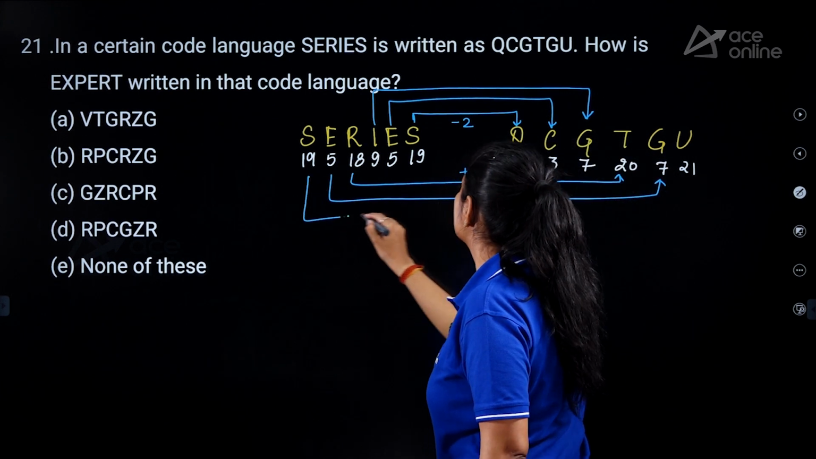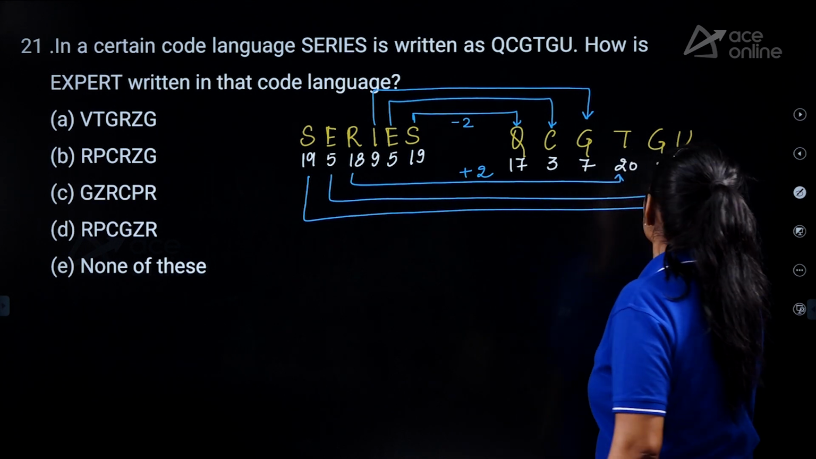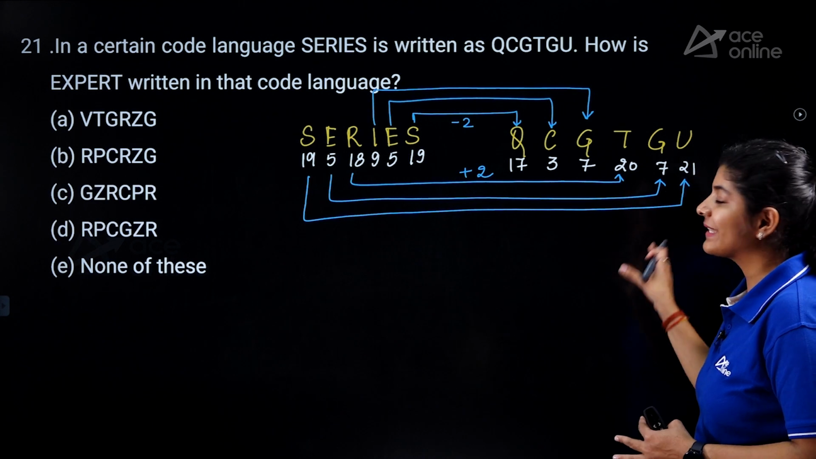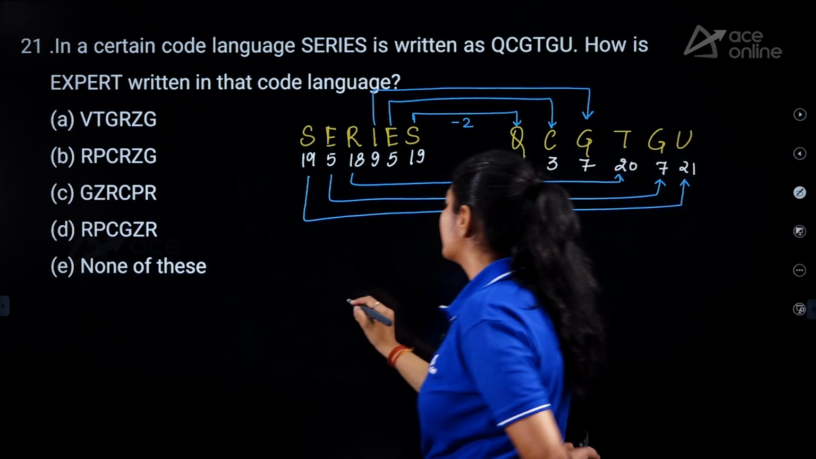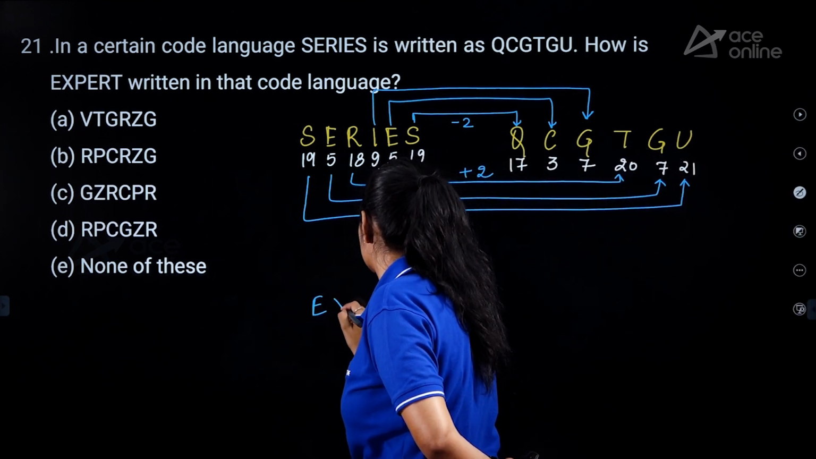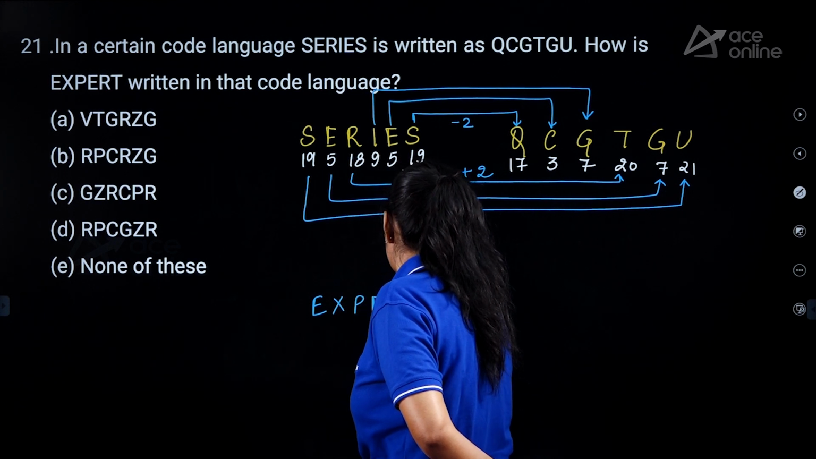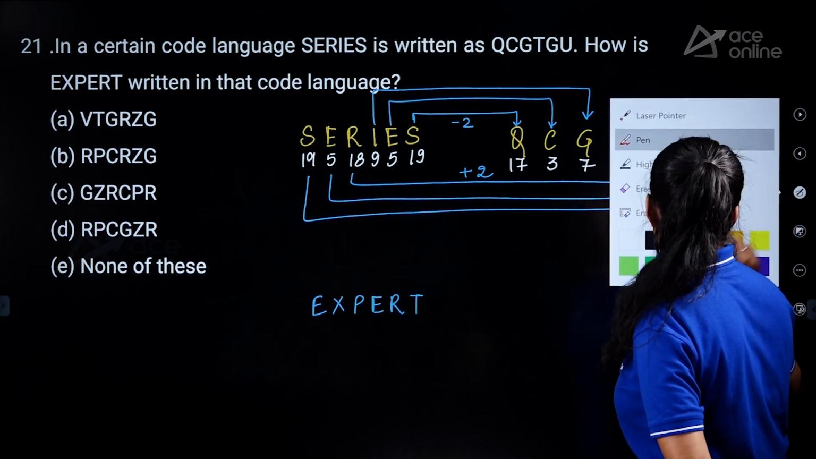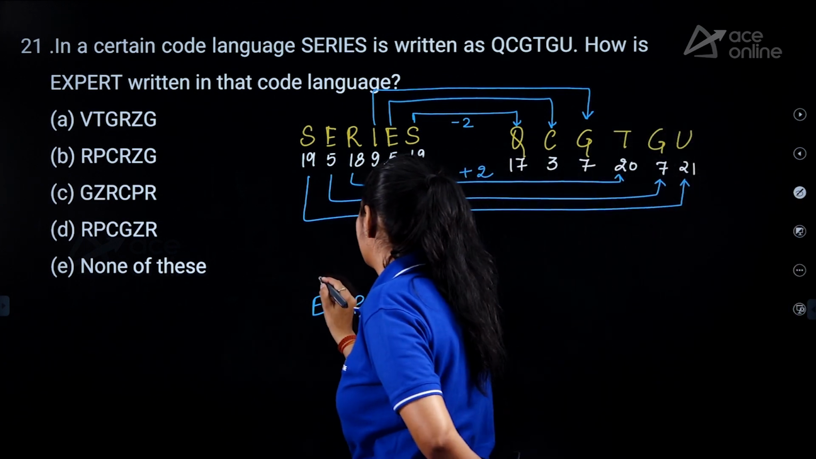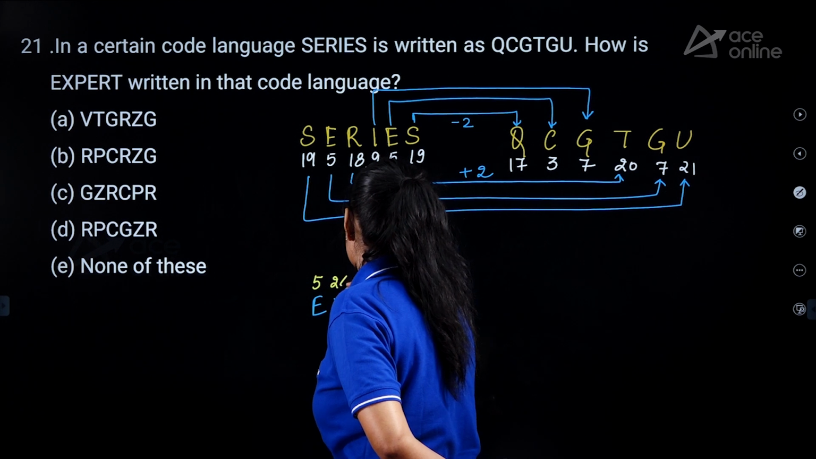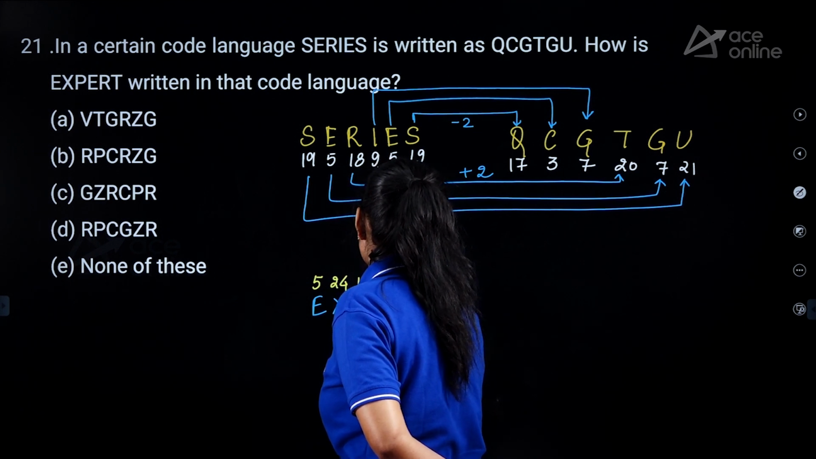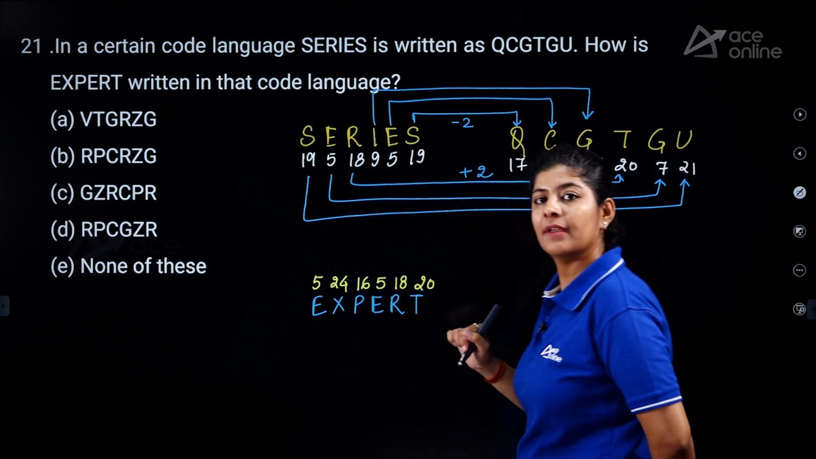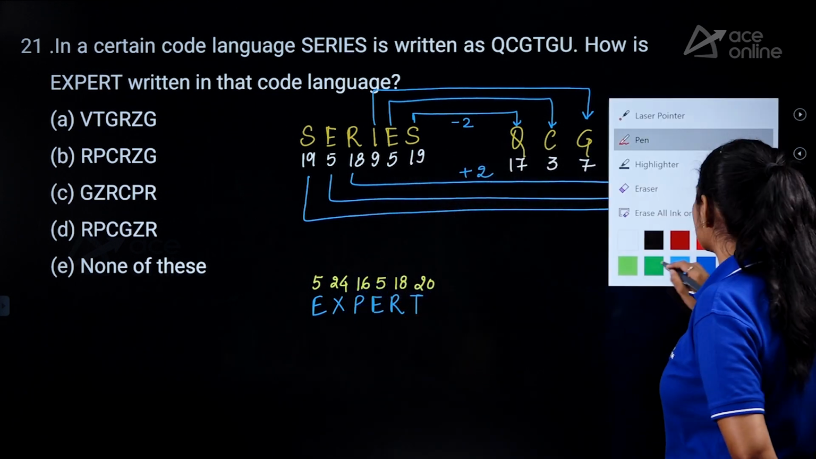What I need to do, I need to add +2, right? Similarly, let's copy paste the same pattern with the expert. So here we are having expert, right? And the associated numbers to this one are 5, 24, 16, 5, 18 and 20, right? Okay. Now let's start coding them.